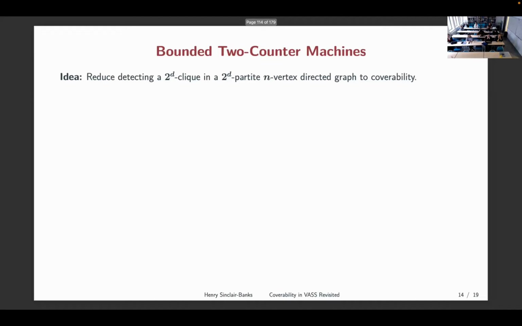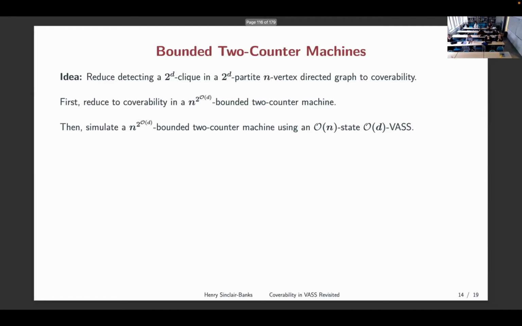Okay, so how? We're going to reduce to coverability, but we're going to go via bounded 2-counter machines. First, we're going to reduce to coverability in doubly exponentially bounded 2-counter machines. You might be asking what they are. And then afterwards, once you're happy with that first step, we're just going to simulate doubly exponentially bounded 2-counter machines using polynomial size, d-dimensional normal VASS.